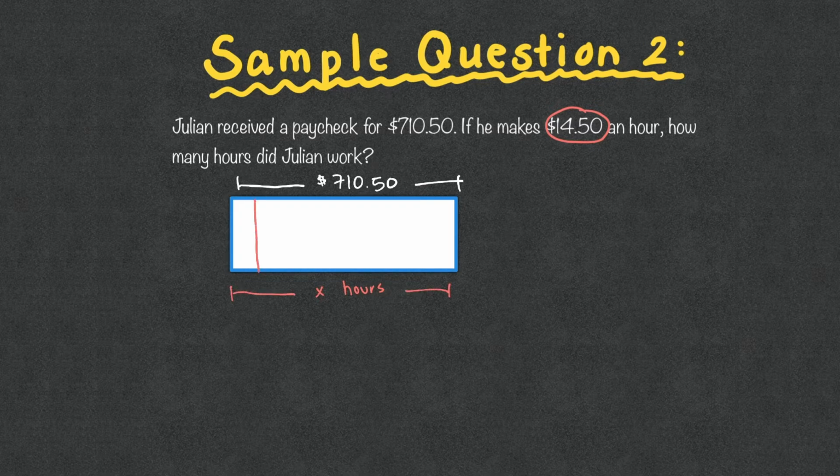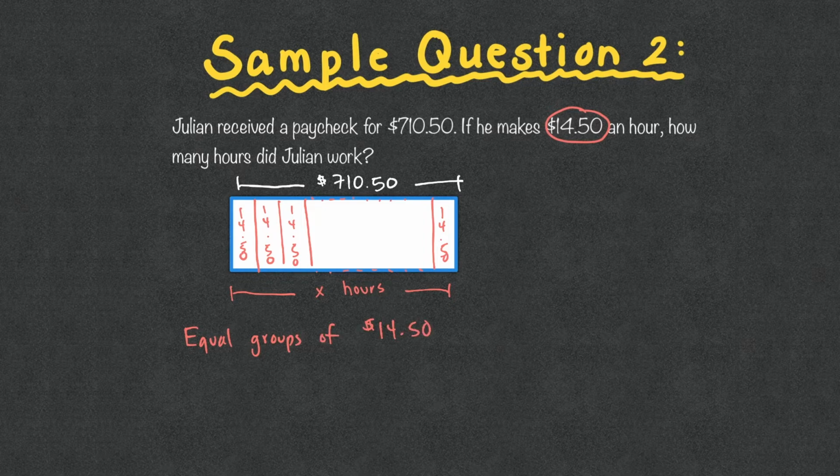So I know that first amount is $14.50 for the first hour. The second hour, he also gets $14.50. The third hour, he gets $14.50. All the way down to the last hour. So I know we're making equal groups of $14.50. So this is a division problem.